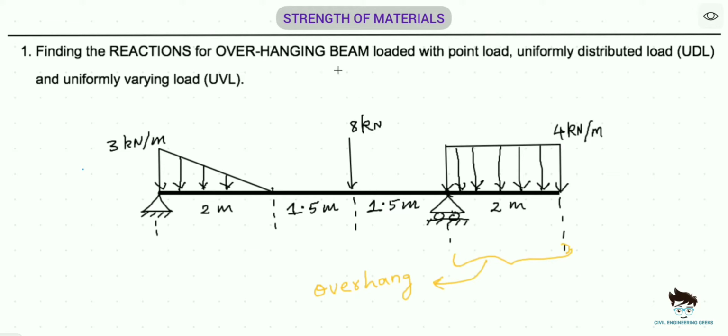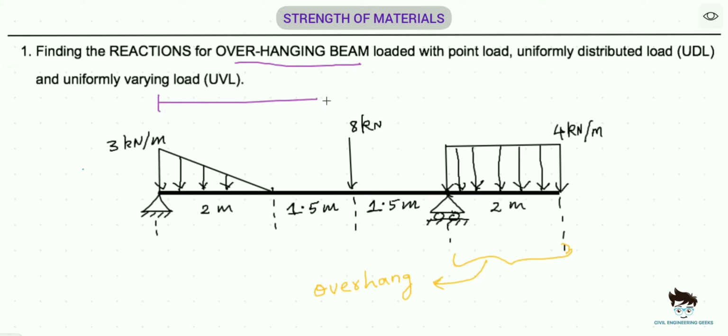Hello everyone, welcome back. In this lecture, we are going to be finding the reaction for an overhang beam loaded with a point load, uniformly distributed load and uniformly varying load. Okay, we will directly go to the brief description of the beam.